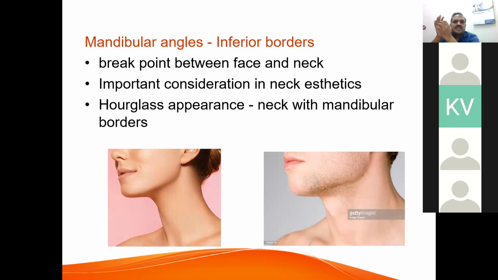So it gives a typical hourglass appearance with the neck and the mandibular borders. For neck aesthetics, any aesthetic surgeons who are planning neck aesthetics, or orthognathic surgeons who are doing advancement or setback, if this border is not achieved, in a profile appearance the patient will not have pleasing features.